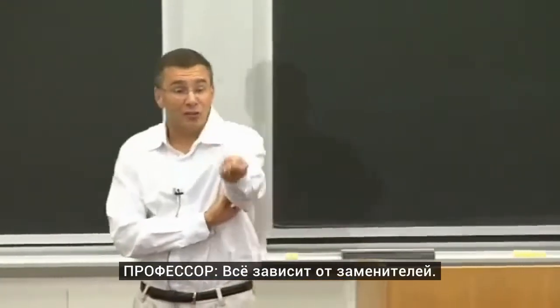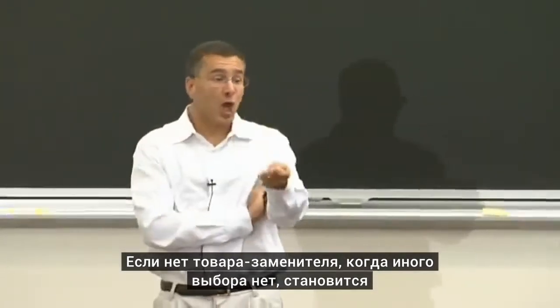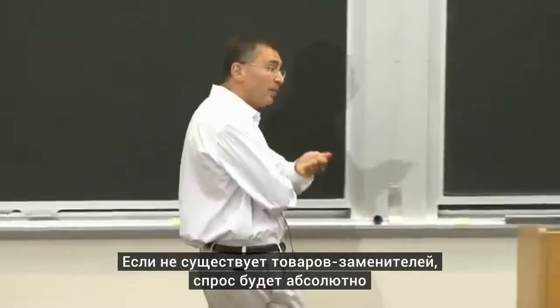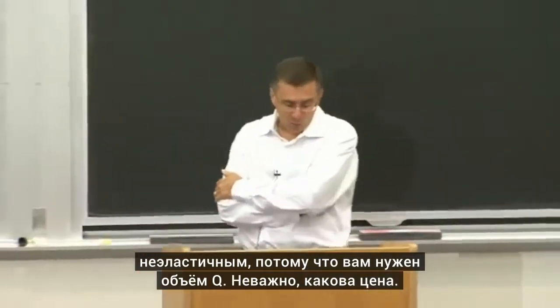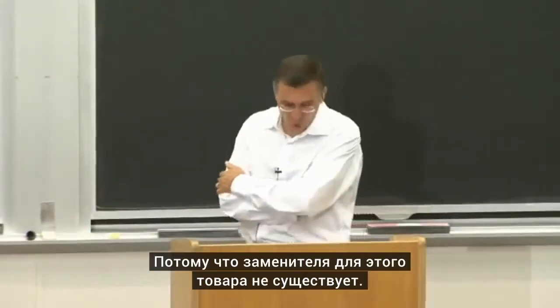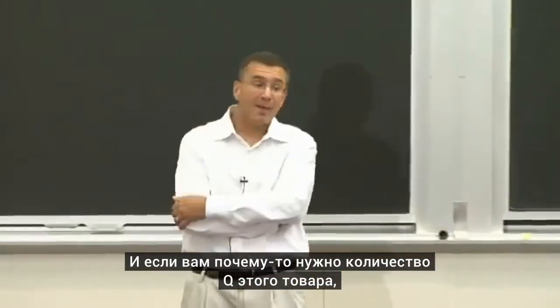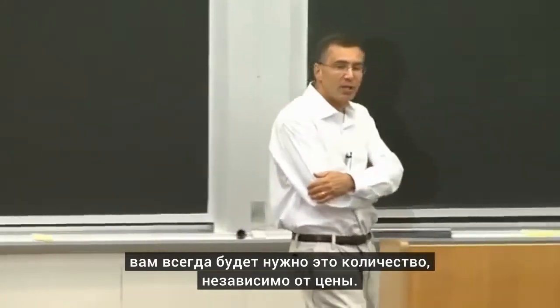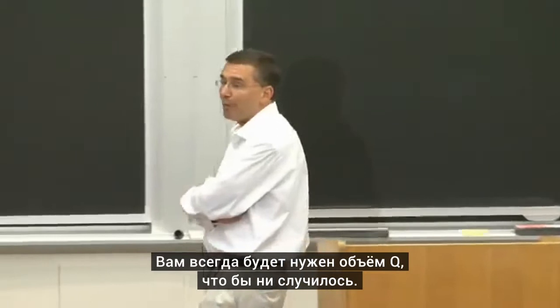It's all about substitutes. When there's no substitutes, when there's nowhere to go, it doesn't matter what the price is. When there's no substitutes, demand will be perfectly inelastic because you have to have Q. It doesn't matter what the price is because there's nowhere else you can spend. There's no substitute for that good. So if you want an amount Q of that good for any reason, you're always going to want that amount Q no matter the price. So a perfectly inelastic good would have no substitutes, and so you'd always want Q no matter what.